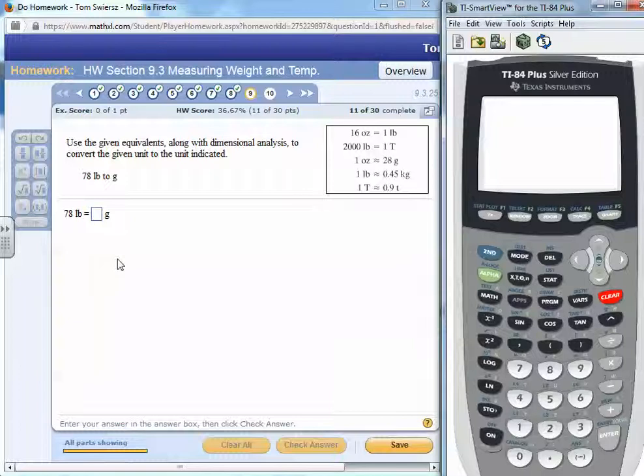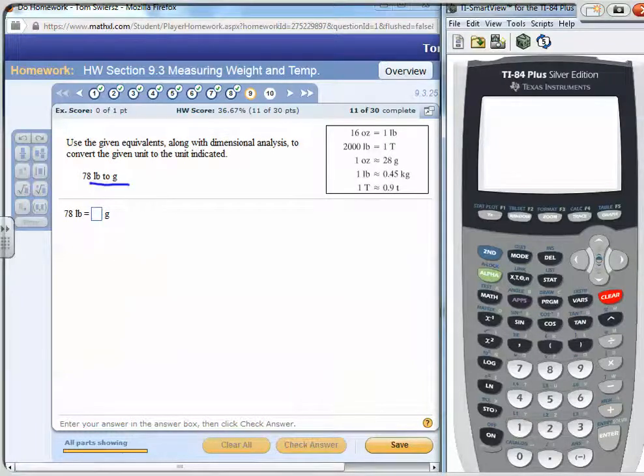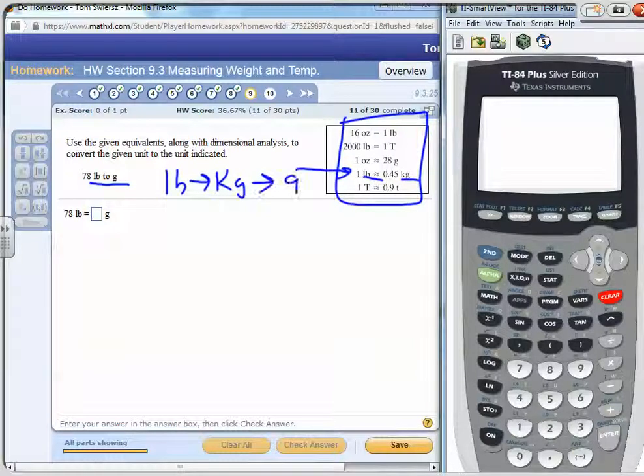Now we're converting 78 pounds to grams. Notice there is no conversion directly from pounds to grams in this chart. However, there is pounds to kilograms. So we're going to convert pounds to kilograms, and then use our metric to metric conversion to go from kilograms to grams. So we'll do 2 steps.